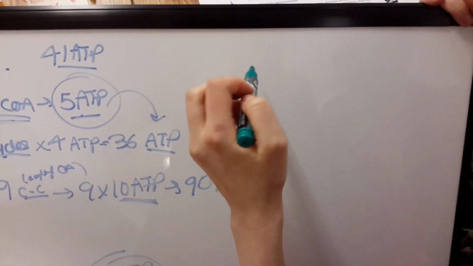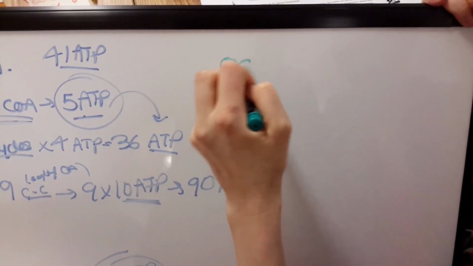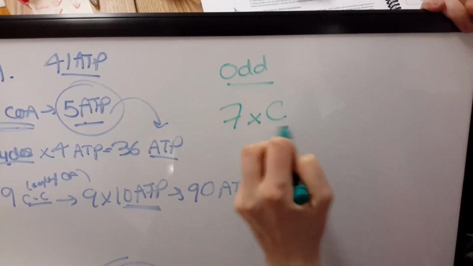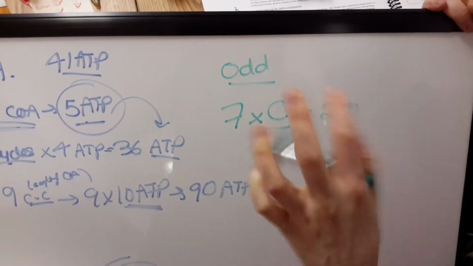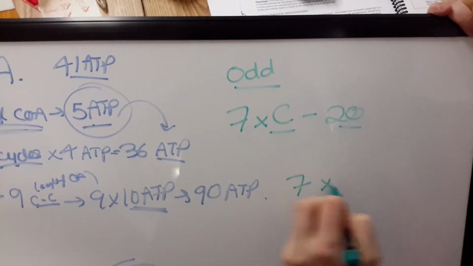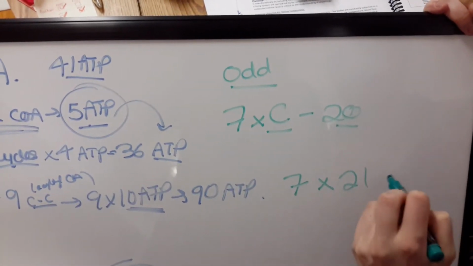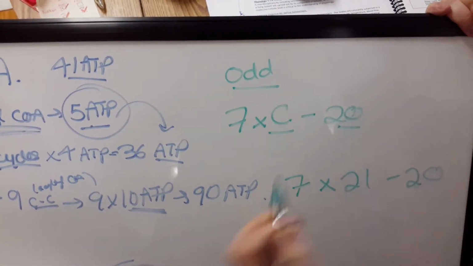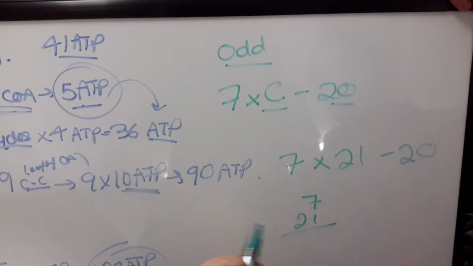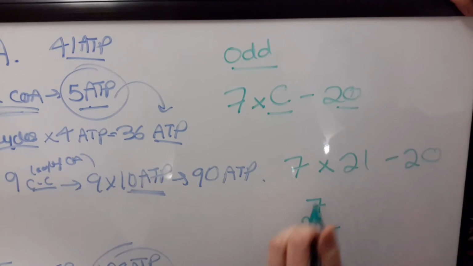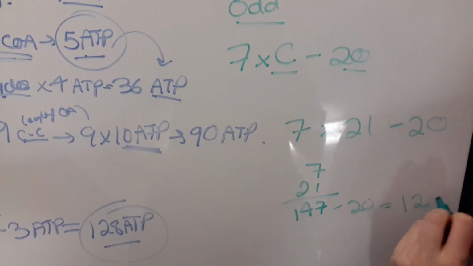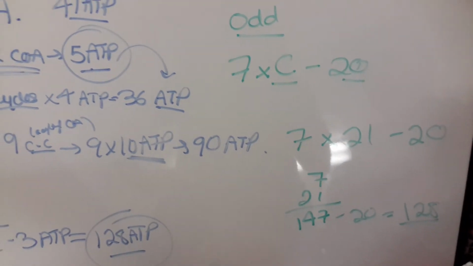Well, this isn't really that hard, but for every odd chain fatty acid oxidation, you're going to do 7 times the carbon number minus 20. Or they say 19, but it's just easier to subtract 20. So 7 times our 21 molecule minus 20. Just really quick, 7 times 21 is 147, and then minus 20, it pretty much gives us the exact same. So roughly around 128.